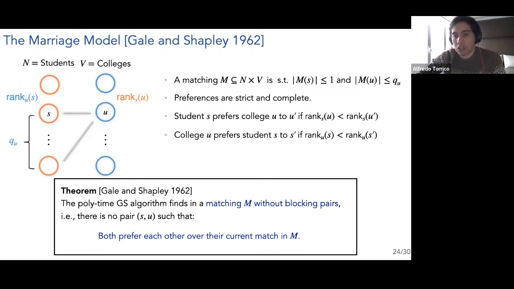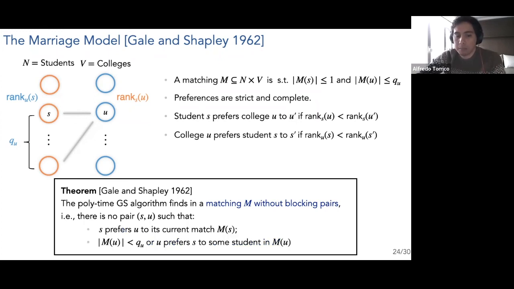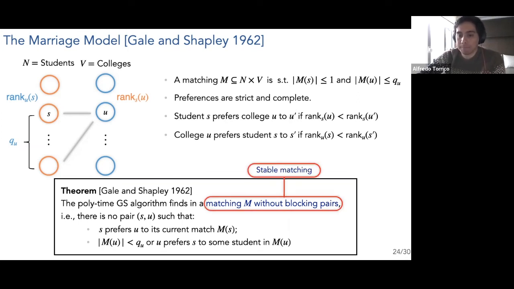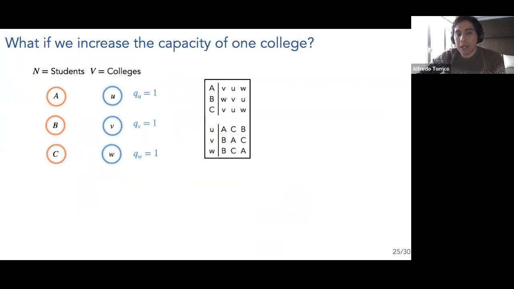Okay. So technically that means two things. It means that s prefers u to the current match of s in M. And second, that the capacity of the university is not full, or that u prefers the student s over some student in the matching M of u. Okay. Any questions on this part? Okay, so a matching without blocking pairs is known as a stable matching. Okay. So let me give you an example of that.